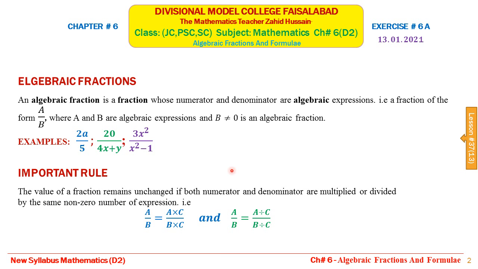This is what we have studied. This is the definition of algebraic fraction. An algebraic fraction is a fraction whose numerator and denominator are algebraic expressions. These are examples of algebraic fractions. And this is the important rule: if the numerator and denominator of a fraction are multiplied by the same number, the value of the fraction remains unchanged. And if the numerator and denominator of a fraction are divided by the same number, again the value of the fraction remains unchanged.